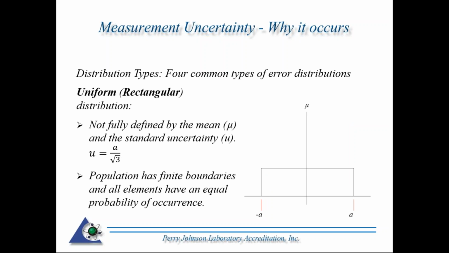Second type of distribution, these are uniform or rectangular. So these are not fully defined by the mean and the standard uncertainty. Population has finite boundaries and all elements have an equal probability of occurrence. These are things that are given. These are things that aren't going to change. For example, what we just looked at, the resolution of the device under test, that's typically going to be a rectangular distribution. It is what it is. It's not going to change. It's going to have that value repeated no matter how many times you look at it.